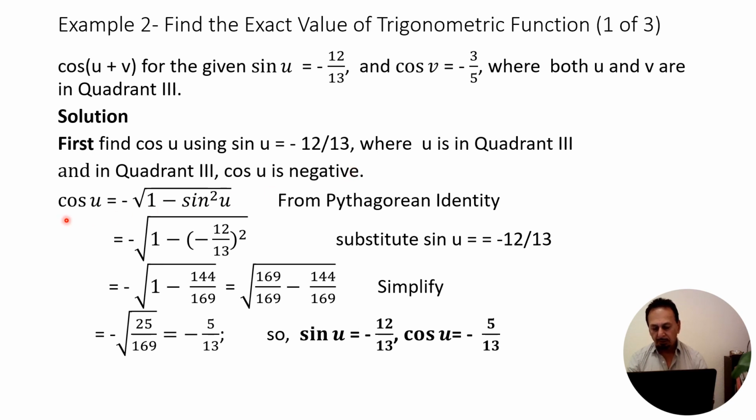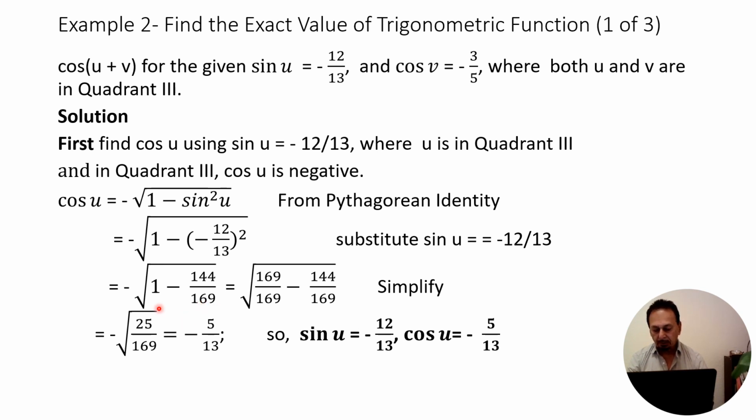So by the Pythagorean identity, we use cosine u equal to minus the square root of 1 minus sine squared u. So now we substitute sine u equal to minus 12 over 13 here. So this becomes negative the square root of 1 minus the square of negative 12 over 13. So now we're going to simplify. So minus the square root of 1 minus; 12 squared is 144 and 13 squared is 169.